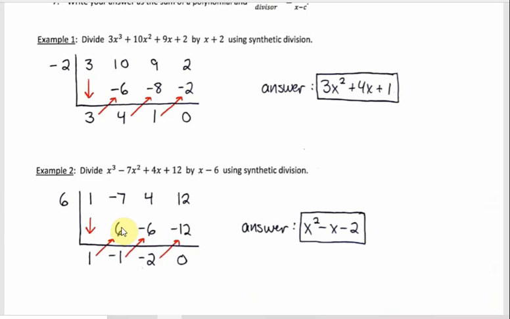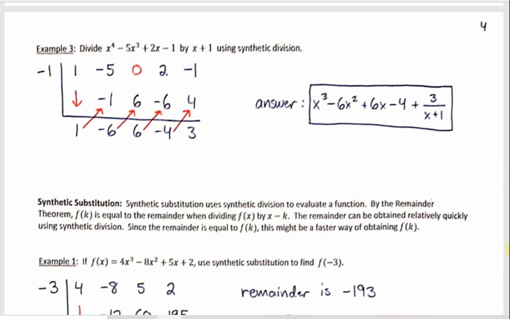We put that right here underneath the negative 7. Add down the column, you get negative 1. Then 6 times negative 1 is negative 6. Add down the column, you get negative 2. And then 6 times negative 2 is negative 12. Add down the column, you get 0. So the answer, it's these coefficients down here. So it's x squared minus x minus 2. There's the answer. Next example is slightly blurry, but it looks like it's still pretty much readable.